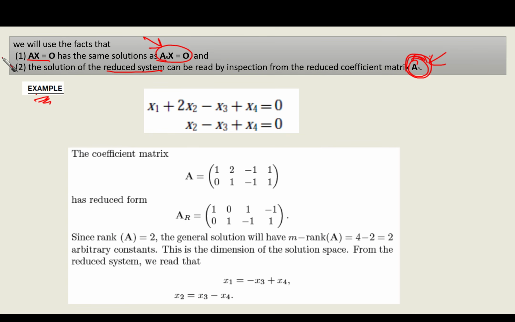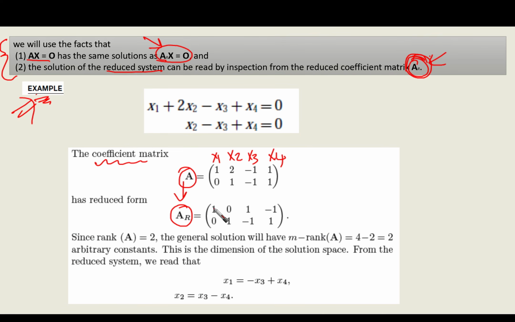Now let's apply these two facts in a very simple example. We have this linear homogeneous system with x1, x2, x3, x4. So we can put the coefficient matrix extracted from the system. We have 1 and 0 for x1 here, and there is no x1 here, so it is 0, and also for x2. This is for x1, this is x2, this is x3, and x4. This is A. Work out the reduced matrix. Please do it by yourself.